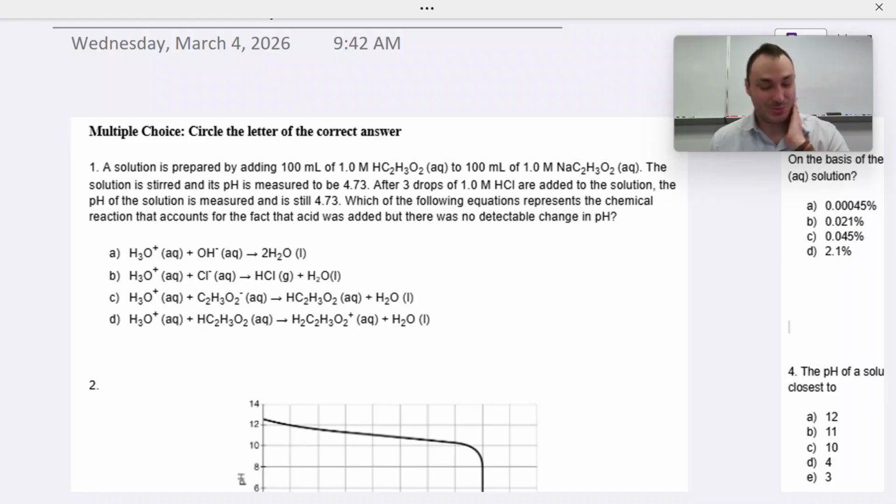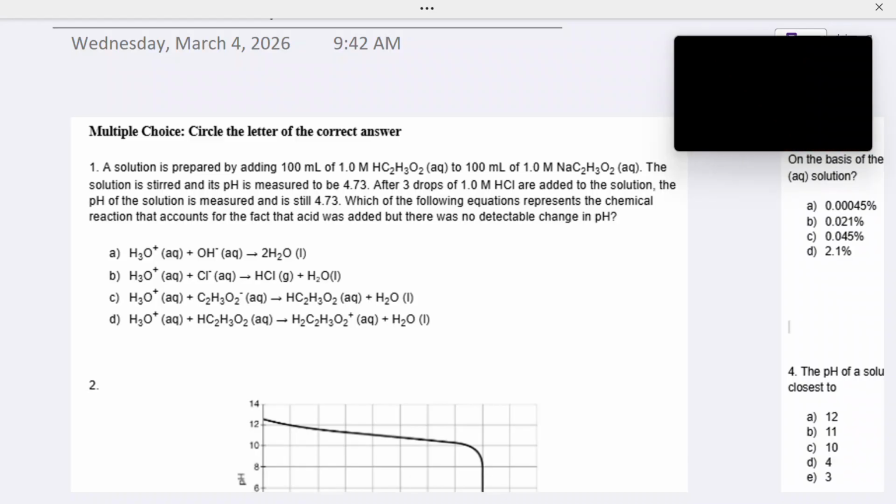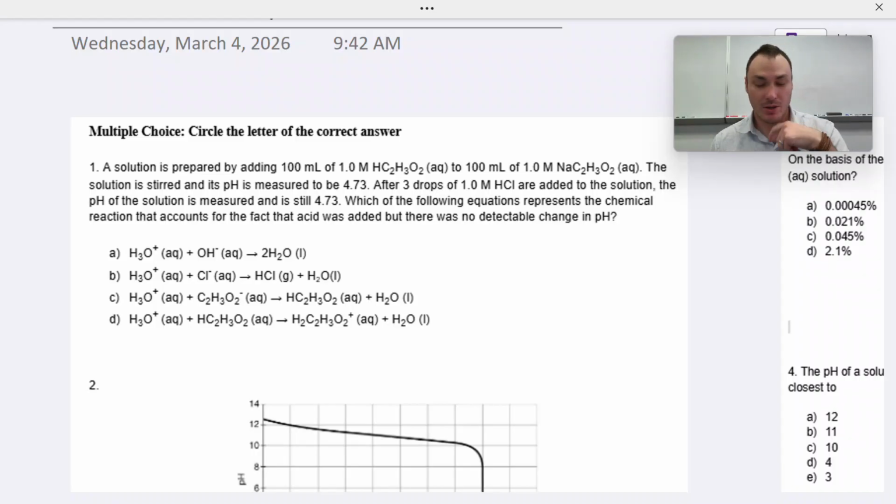A solution is prepared by adding 100 milliliters of 1 molar acetic acid, that's HC2H3O2, to 100 milliliters of sodium acetate. The solution is stirred and the pH is measured to be 4.73. After 3 drops of HCl are added to the solution, the pH of the solution is measured and is still 4.73. Which of the following equations represents the chemical reaction that accounts for the fact that the acid was added but there are no detectable changes in pH?